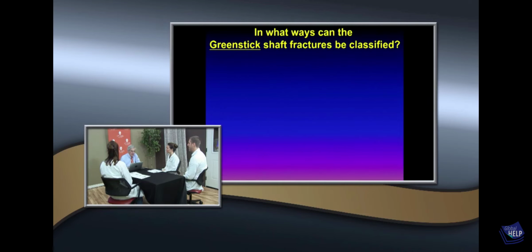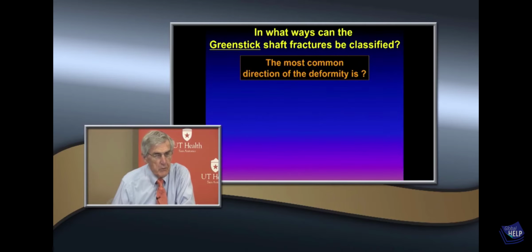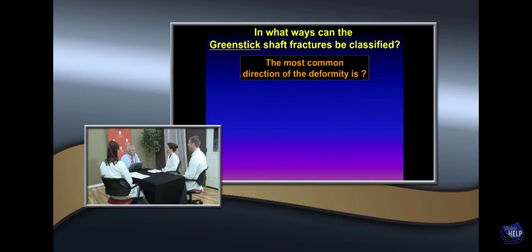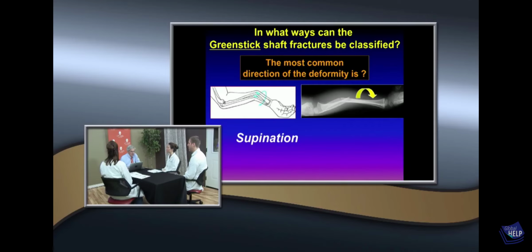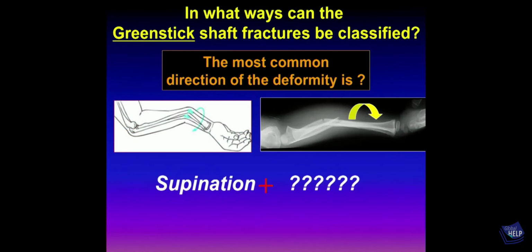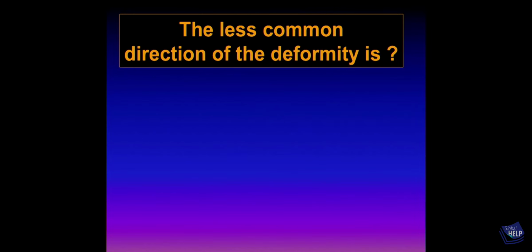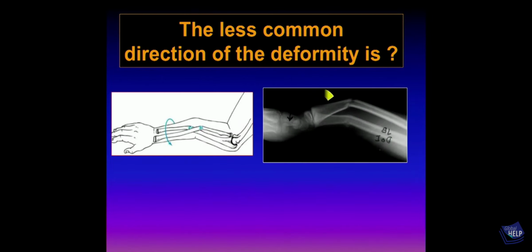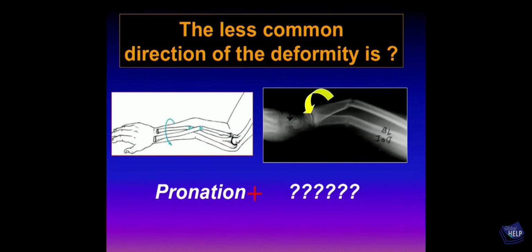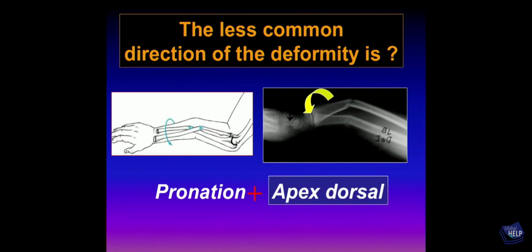So, as we talk about green stick classification, what's the most common direction of the deformity? Apex volar. Yes, but you have supination plus apex volar, so it's a combination of rotation plus angulation. So there are two deformities that you have to deal with. Now, the less common direction of the deformity is what? Apex dorsal and pronation. Very good. Here again, you have two components that you have to deal with: a rotational component and an angular deformity.